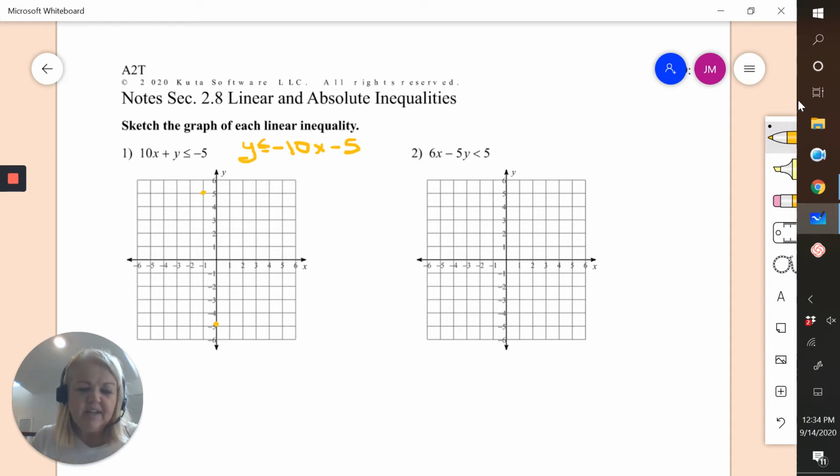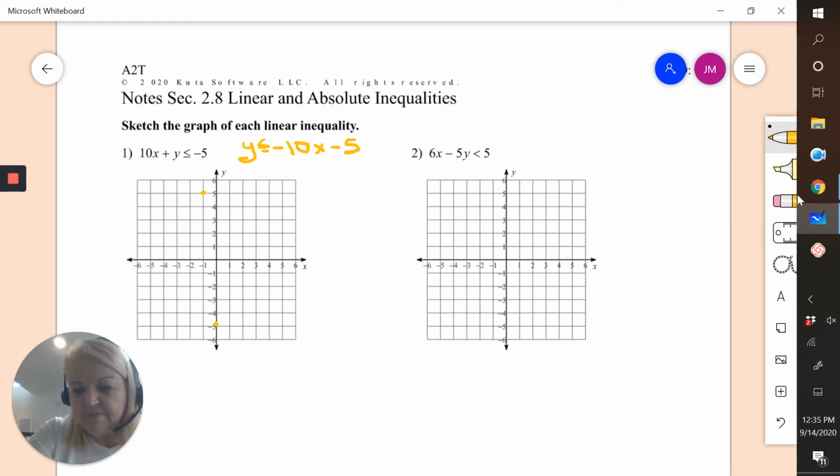Now, just like when we graphed on the number line for interval notation, and when we did the piecewise, we did the same thing. If we have an or equal to, we had a closed dot. If we don't have an or equal to, we had an open dot. Well, same thing here. If we have an or equal to, it means the points on the line are part of the solution. So we're going to use a solid line. If we didn't have an or equal to, we'd use a dashed line.